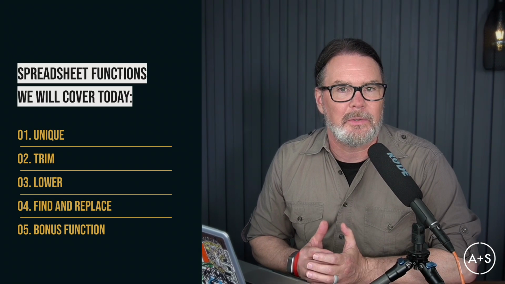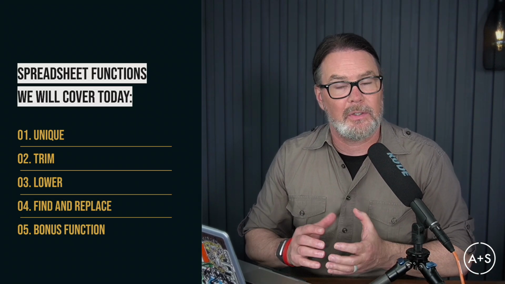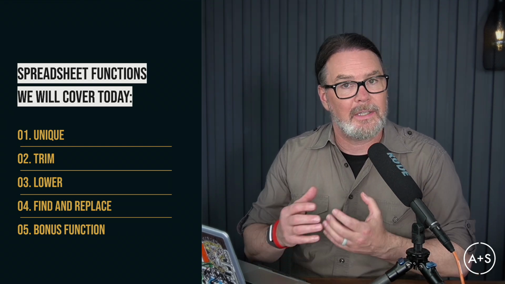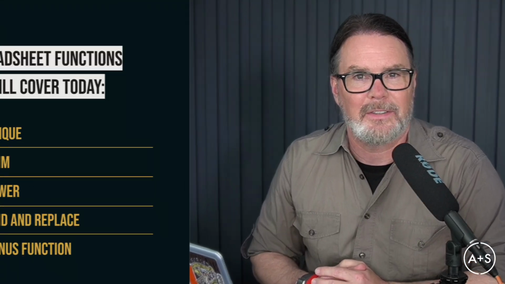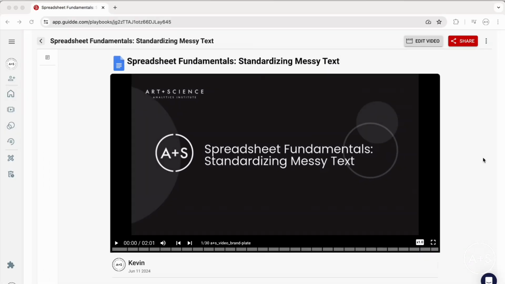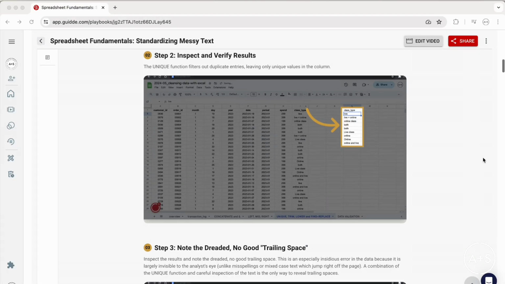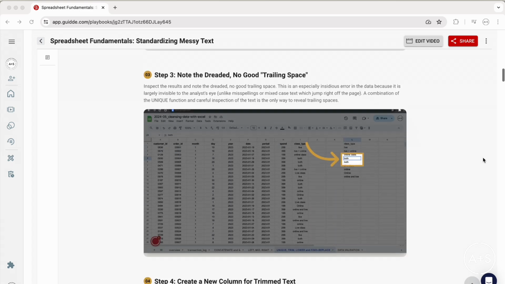The functions that we'll cover today are the primary ones that analysts can use to clean messy text data. They include unique, trim, lower, the find and replace function inside of a spreadsheet, and then finally a bonus function that you'll want to stick around for at the end. For this video, as well as all the others in the series, we've created a step-by-step guide to help you follow along with the work that we're doing, as well as practice when this video is over and really feel like you're mastering these functions.